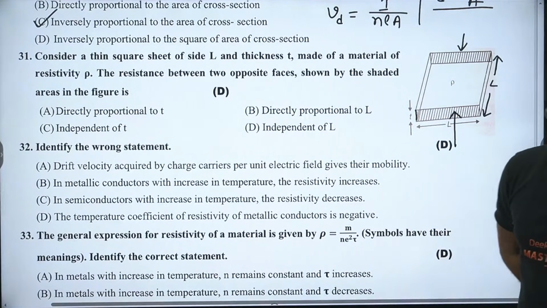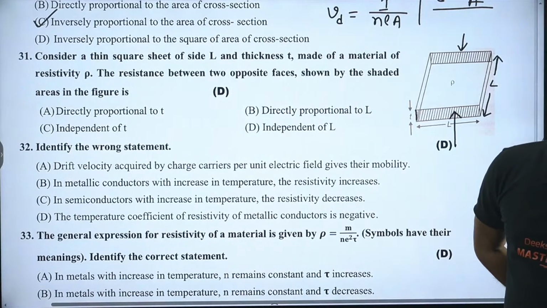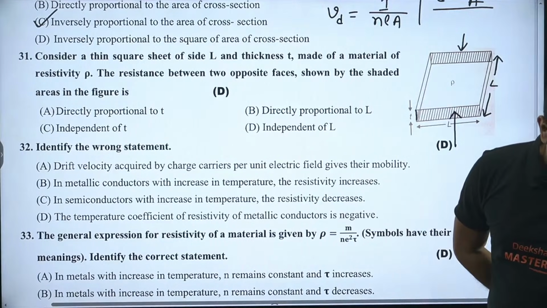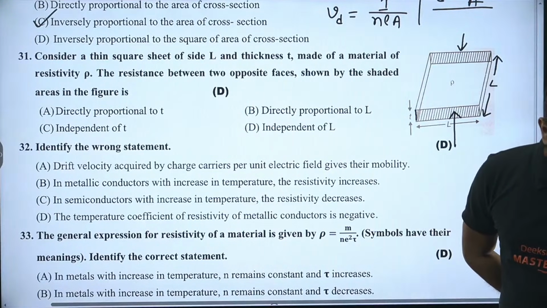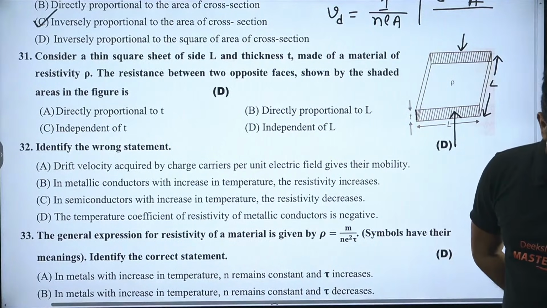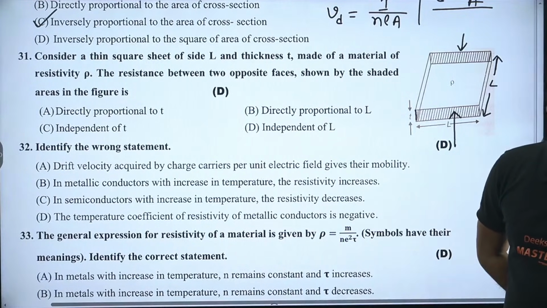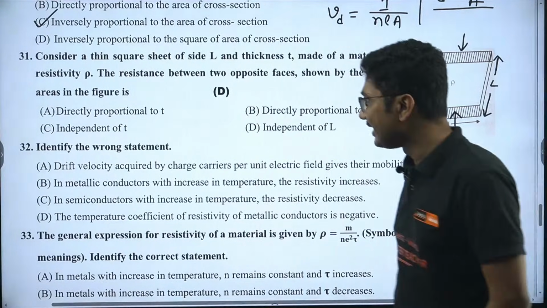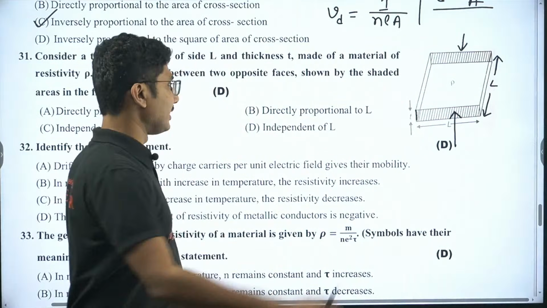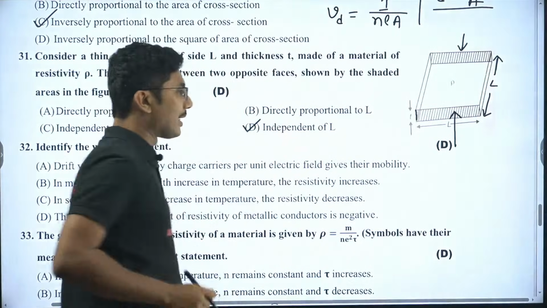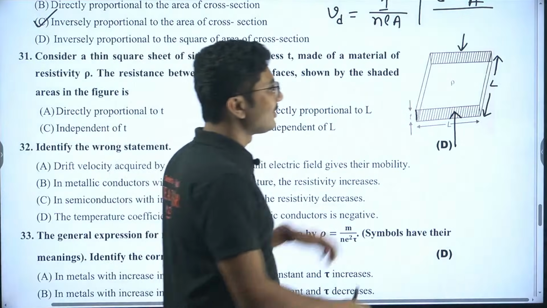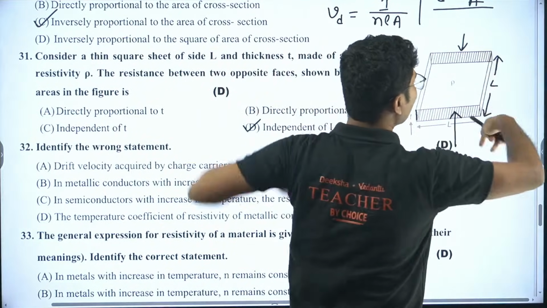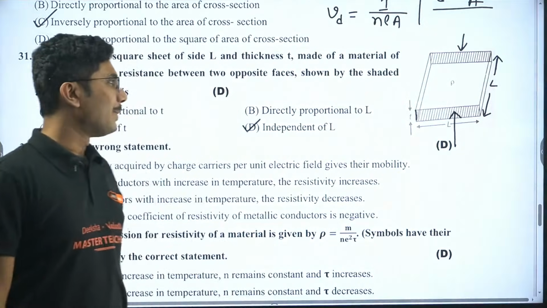Komal is saying D, Mansi is saying D, Marudesh is saying B, Sunita is saying D, Mayuri is saying D, Sinchana is saying D, Anmol, Sagar is also saying D. Now D is the correct answer. It is independent of L. But why is it independent of L? Can anyone tell?